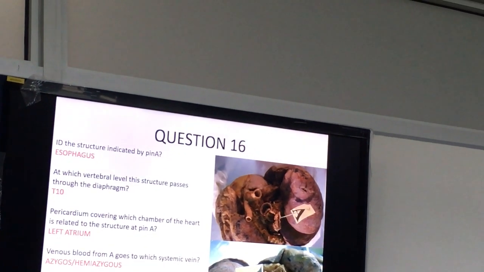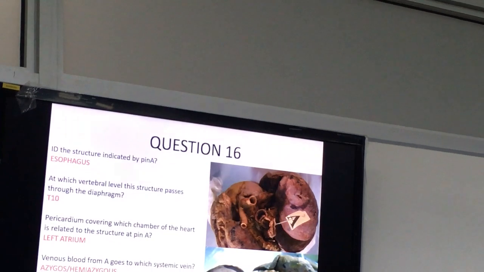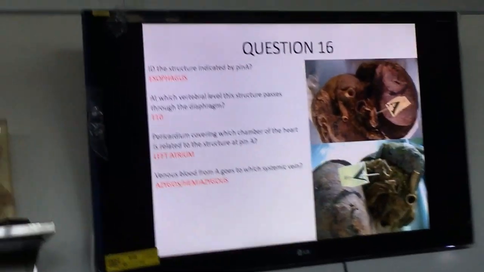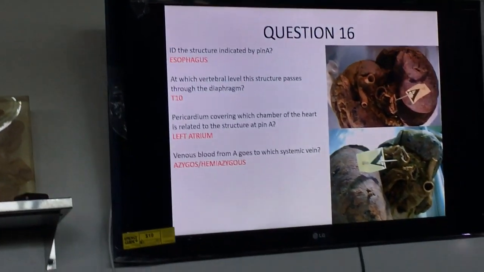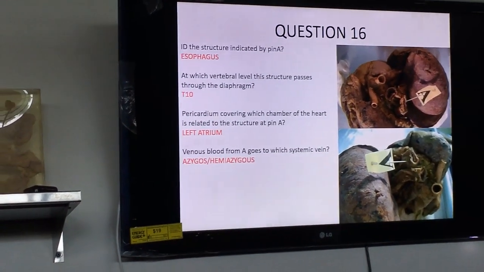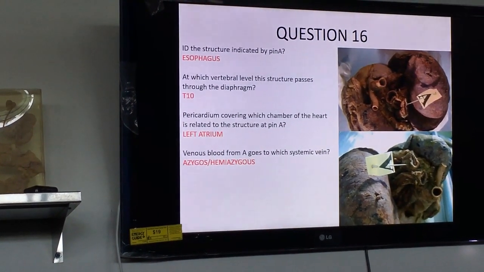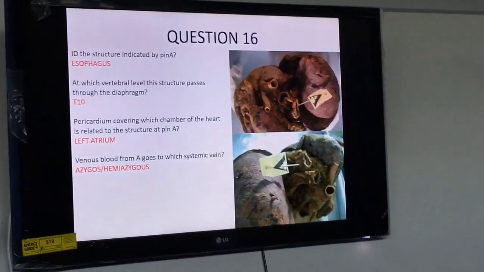Alright, so moving on now. Venous blood from A will drain to its system of veins, and you can see azygos and hemiazygos.